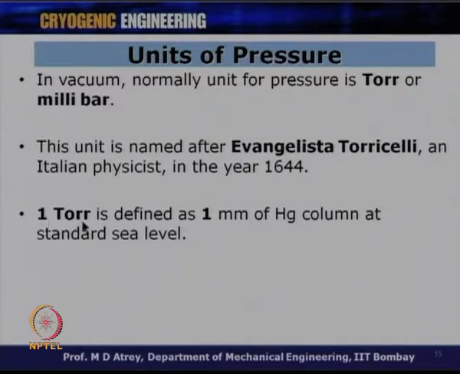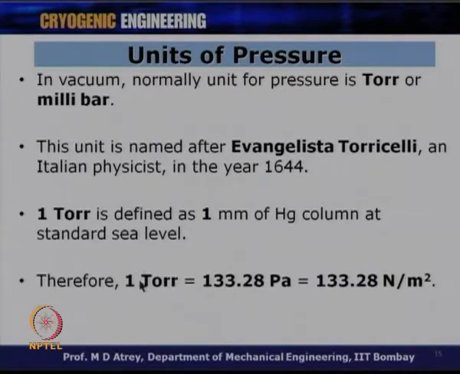So, what is this 1 torr? 1 torr is defined as 1 millimeter of mercury column at standard sea level. Imagine that 760 millimeter of mercury column makes 1 atmosphere, 1 bar, while 1 millimeter makes 1 torr. Or we can say 1/760 bar, or 1/760 atmosphere, is equal to 1 torr. Naturally, the pressures in this range are much below atmosphere. Therefore, 1 torr is equal to 133.28 Pascal, or 133.28 Newton per meter square.